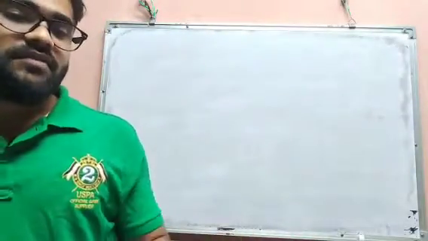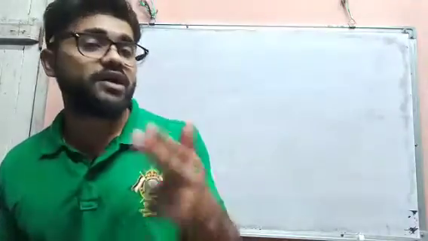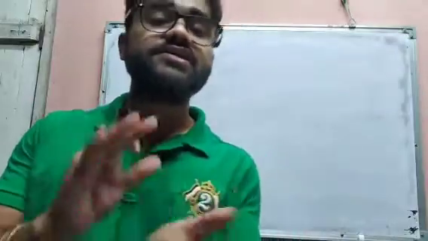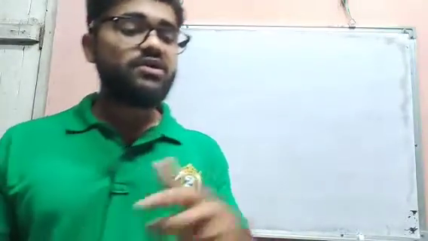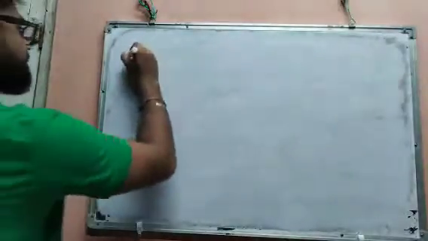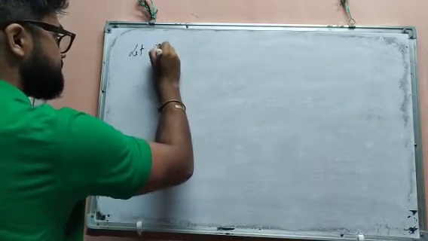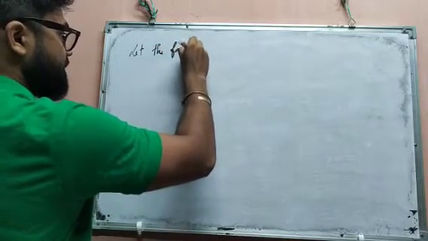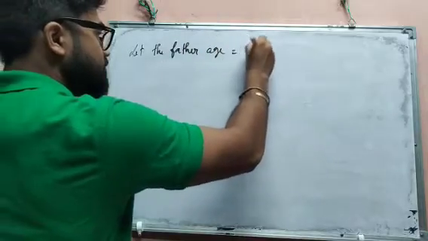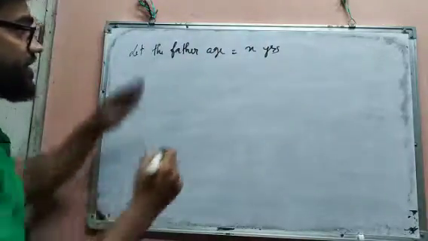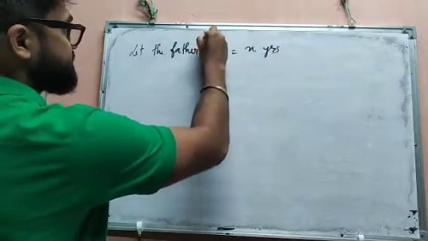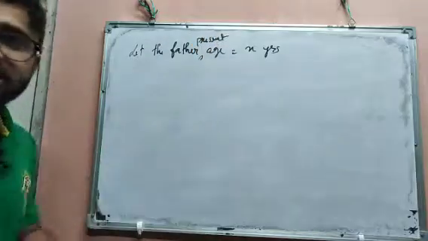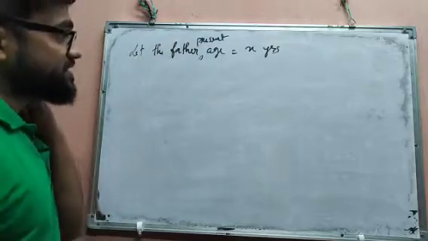So again, one more age-related maths problem is given. What is given? A boy's age is 1/4 of his father's age. That means this time also we have to take the father's age first, because the boy's age is related to his father's age. Okay. So let the father's present age equal x years. Always we have to take the present age only. Okay, so let the father's present age equal x years.